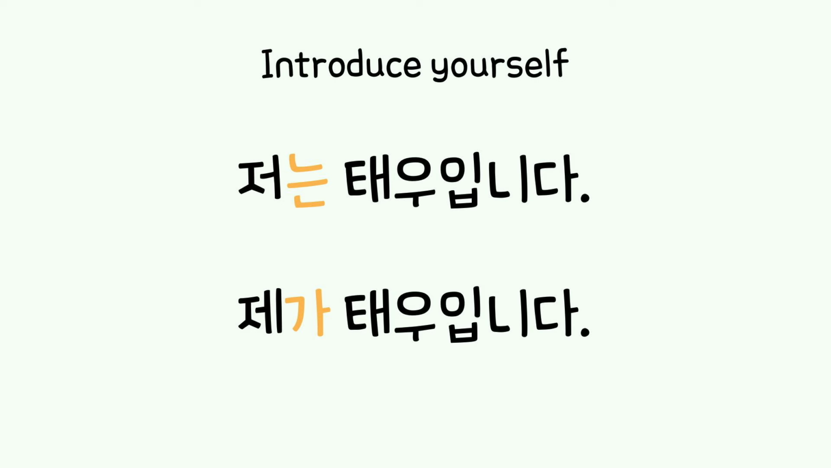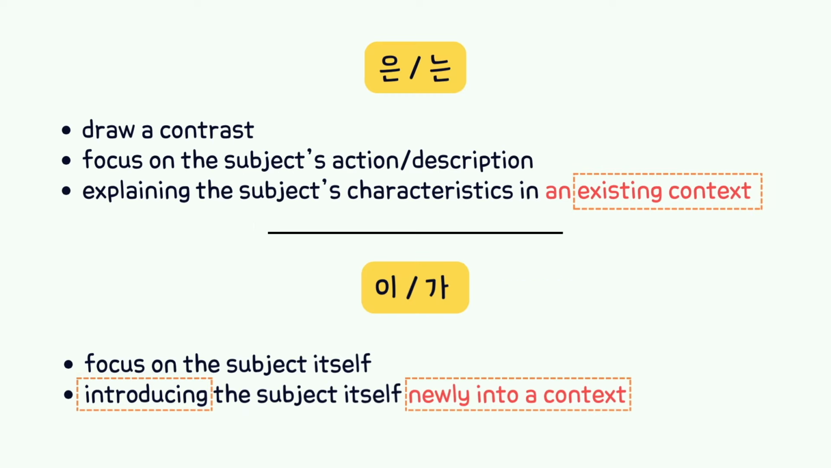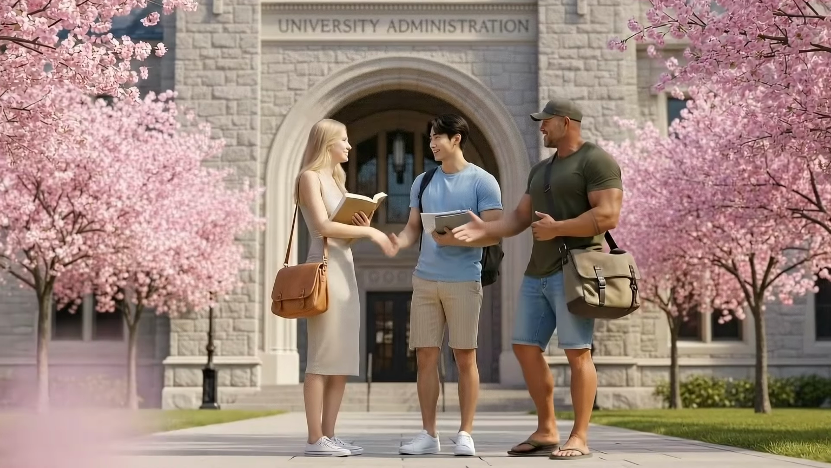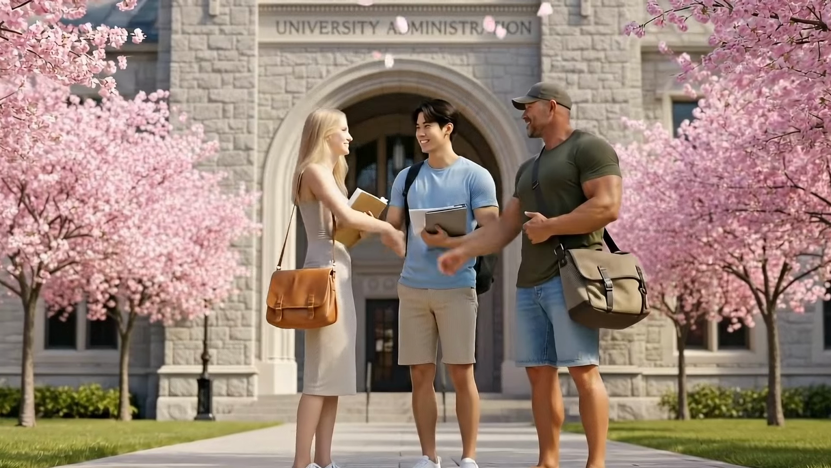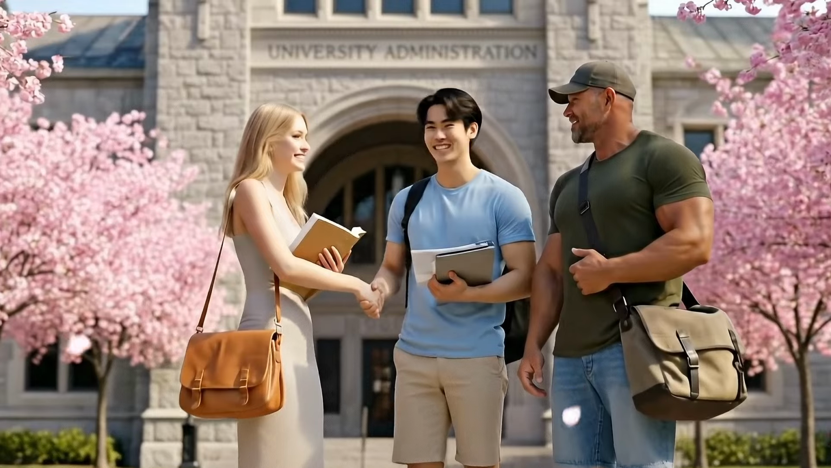You might have learned that when introducing yourself, you say 저는 태우입니다, not 제가 태우입니다. And you may be wondering, but you said 이가 is used to introduce the subject. Exactly speaking, you are not introducing the subject itself, but introducing the subject into a new context. In other words, you bring the subject into a new context. Think about the physical situation when you say 저는 태우입니다. You are already facing each other and the other person is aware of your presence.